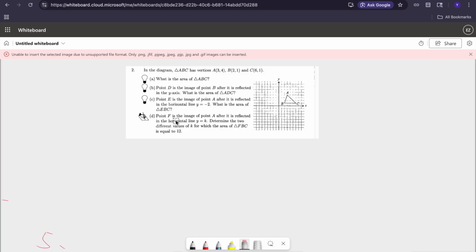Question D. Point F is the image of point A after it's reflected in the horizontal line y equal k. Determine the two different values of k for which the area of the triangle FBC is equal to 12. Since the base is maintained the same, which is 4, it means 12 equals 4 times something over 2. This means the height equals 6.